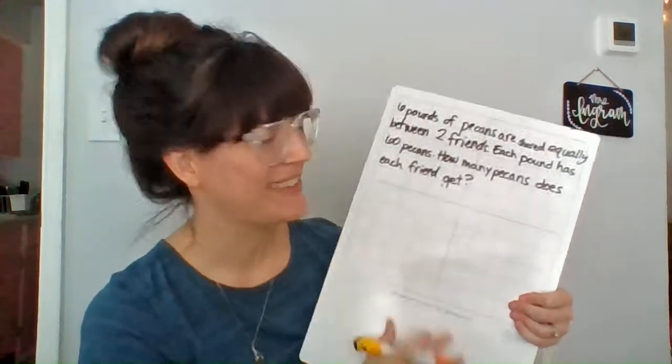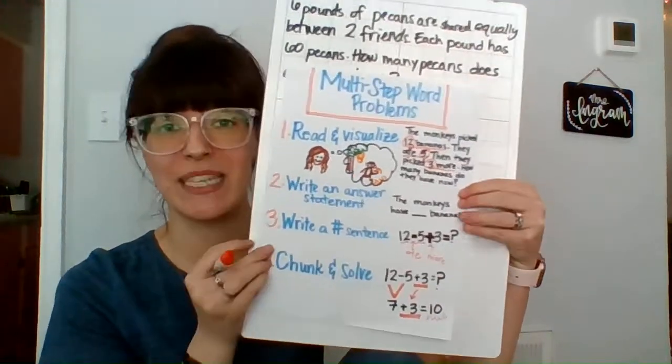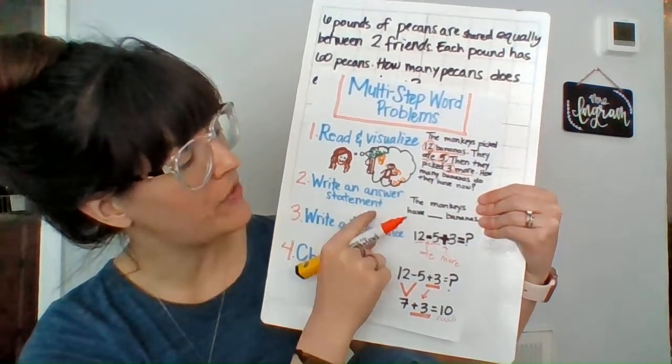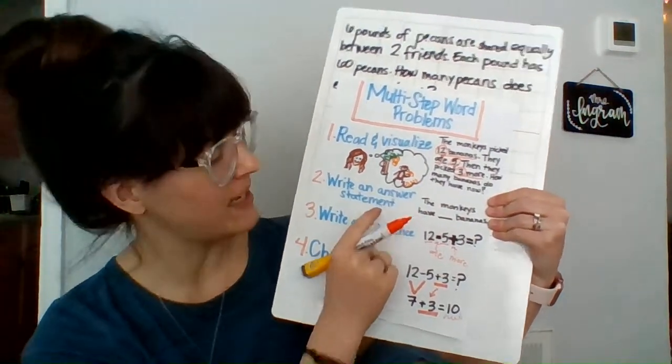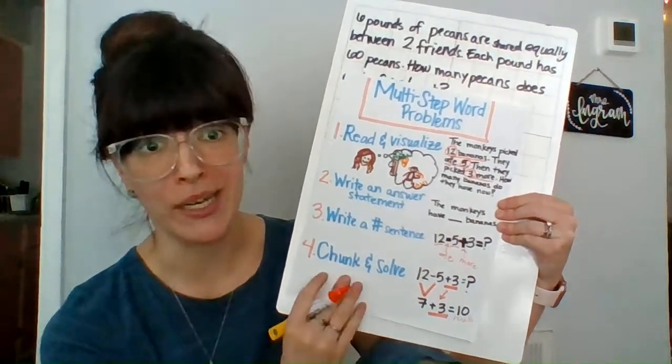And now let's go ahead and look at our second problem. All right, so once again, we're going to be following the same exact steps that we just did. We're going to read and visualize the problem. We're going to focus on the answer, knowing what it's asking us about. Then we're going to write number sentences that help us solve, and then we're going to solve it.